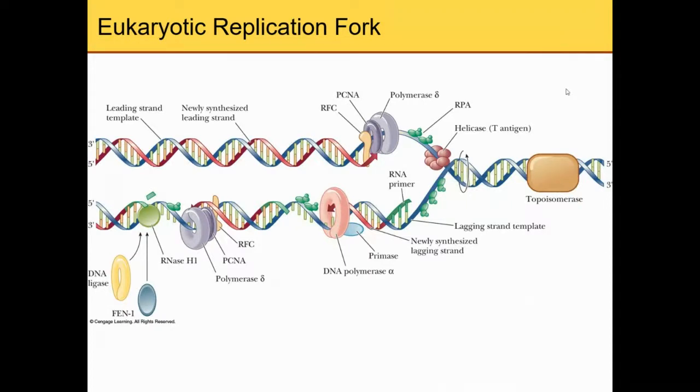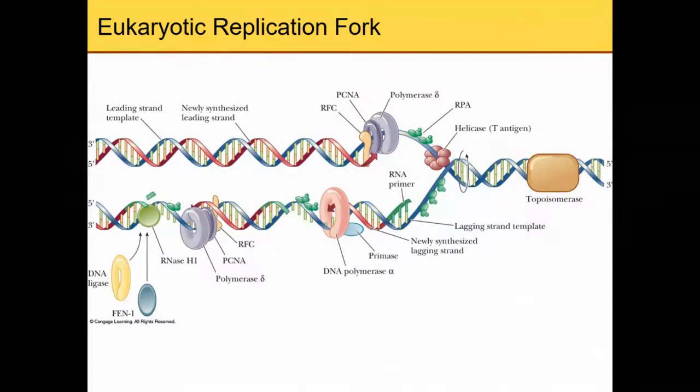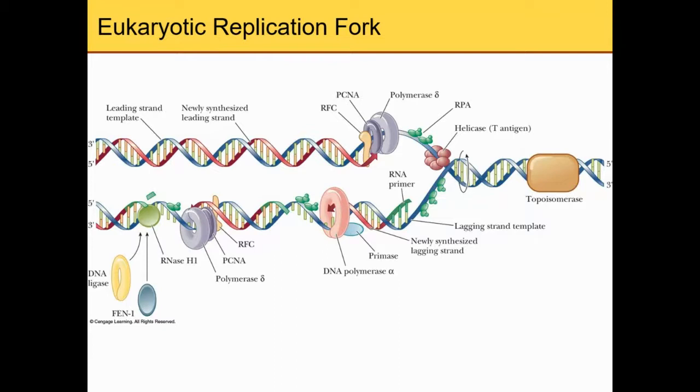So this is the replication fork for the eukaryotic cell. It's similar to the bacterial cell, but with a few different things. The DNA polymerase here can associate with some proteins to form PCNA, RFC, and perform the synthesis.